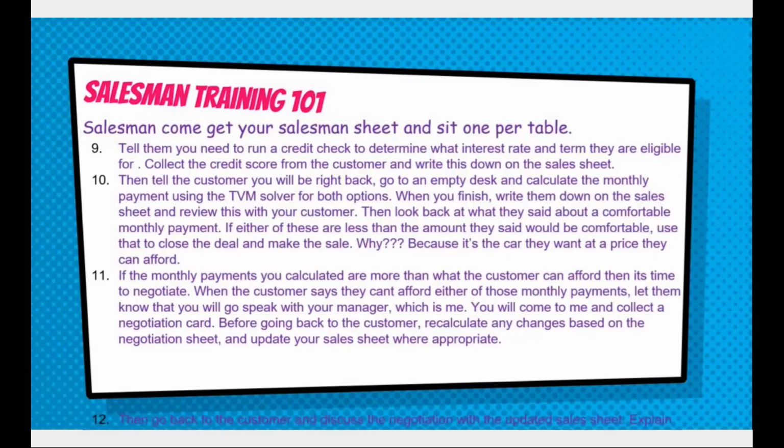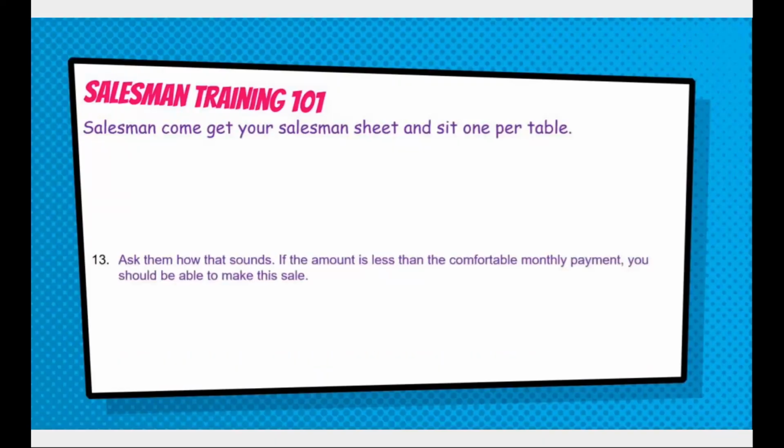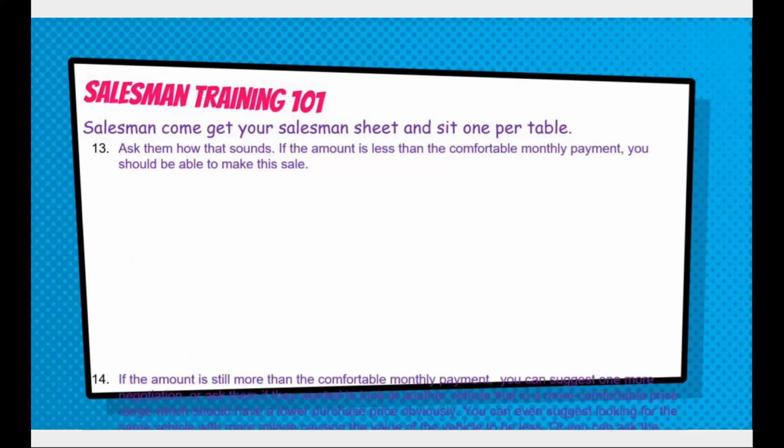So if their trade-in value is $17,000, you're going to erase $17,000 and put $19,000, and then you're going to have to recalculate some things. And so you're going to want to do that before you go back to the customer. You're also going to write the negotiation on the negotiation part of the sheet. And then go back and let them know the updated offer and explain to them what changed and what you can do for them. Ask them how that sounds.